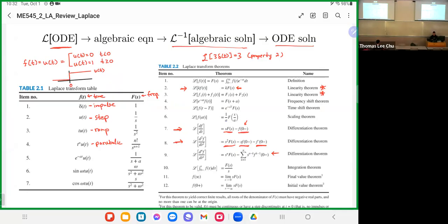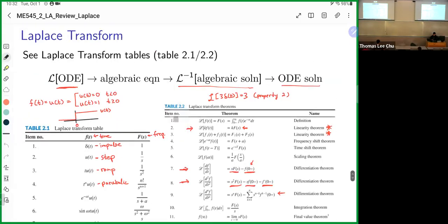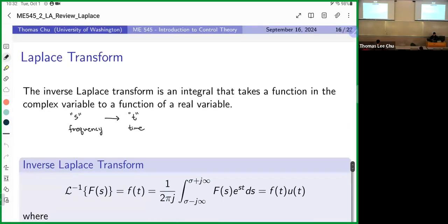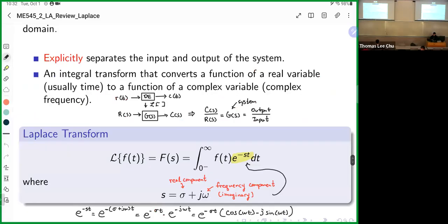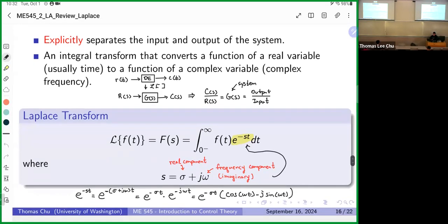Yesterday we left off on Laplace transform. Just a quick review from yesterday about Laplace transform. Basically, it's an operator that turns something from the time domain into the frequency domain. We express the time domain in t, and then we translate it into the frequency domain, which is a complex number where s is equal to sigma plus j omega. So the real component is sigma, and our imaginary component is represented as omega.